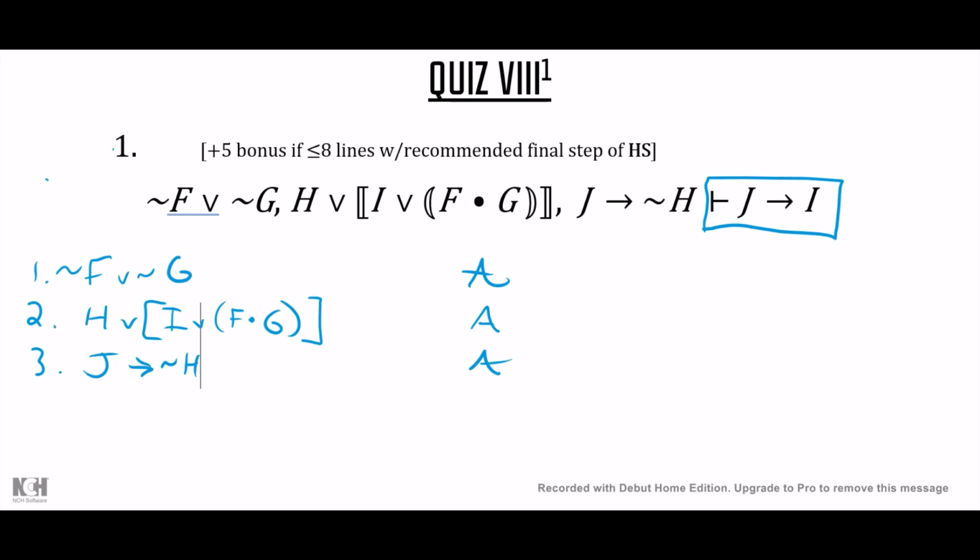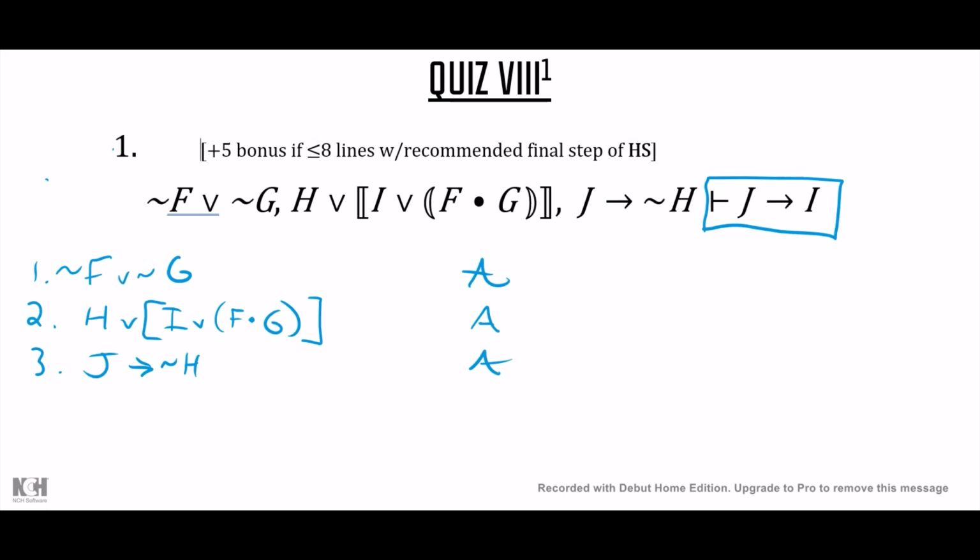So let's see what we got here. We got squiggle F, wedge squiggle G, H wedge, I wedge F dot G, and we've got G arrow squiggle H, and we're going after J arrow I. Now I want you to notice here, it says that this can be done in 8 lines or fewer with a recommended last step of hypothetical syllogism. So with that in play, take a look what you've got here.